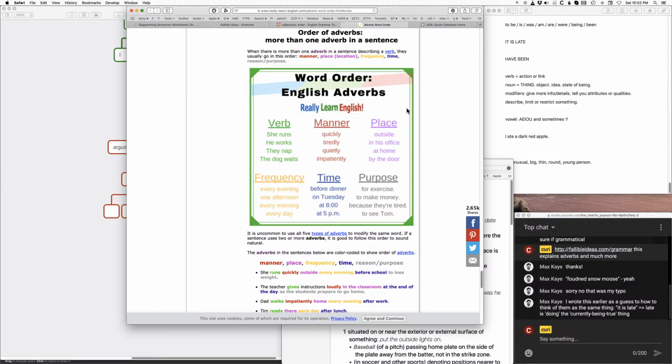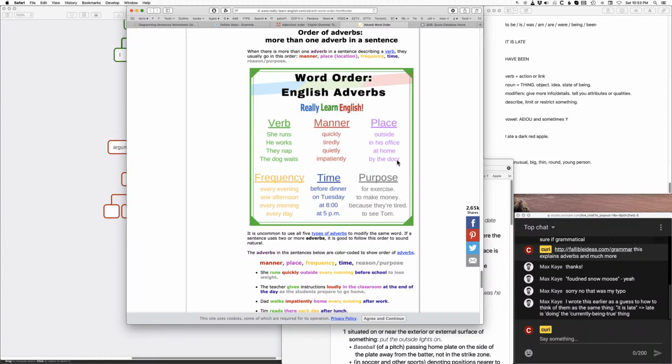Okay. Wait, it's manner and place. Not fully sure how manner and place works. Okay, what am I not sure about? Okay, "the dog waits impatiently by the door." So "by the door" as a group is supposed to be something. Some kind of adverb, I think.